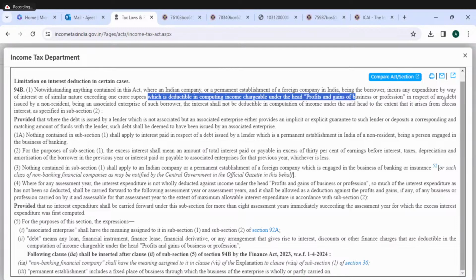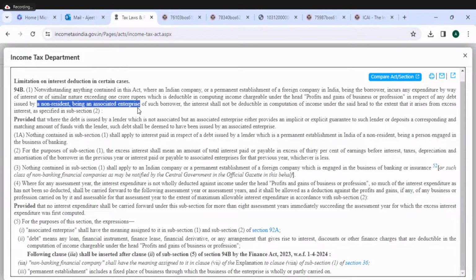In respect of debt, who should have issued the debt? Debt should be issued by a non-resident being an AE. So if you have received the debt from another Indian company, then this section 94B would not be applicable. So the debt should be issued by a non-resident plus associated enterprise. If the lender is not an associated enterprise, then this section will not come into the picture.